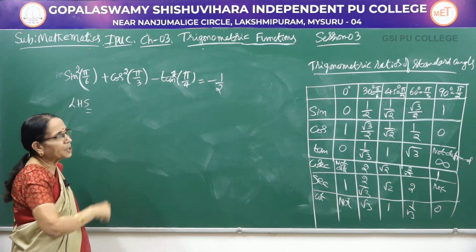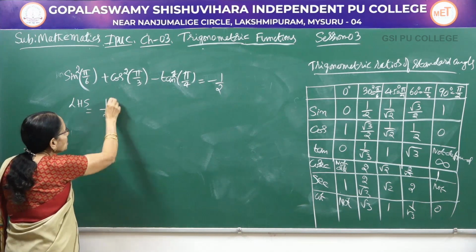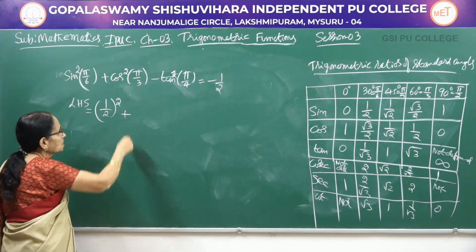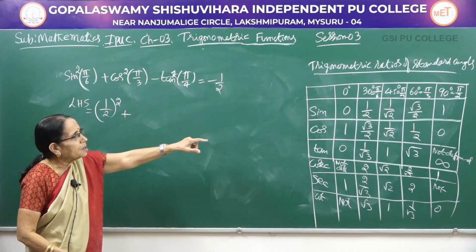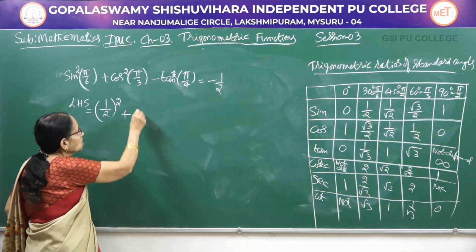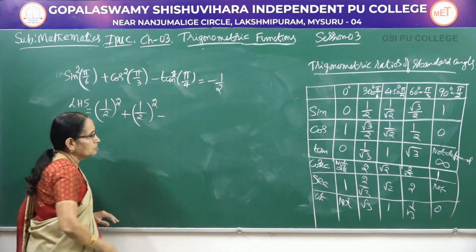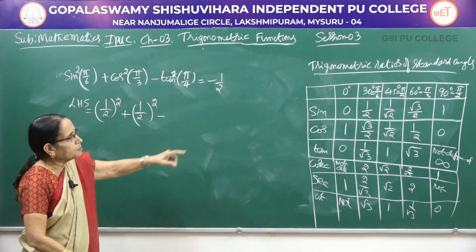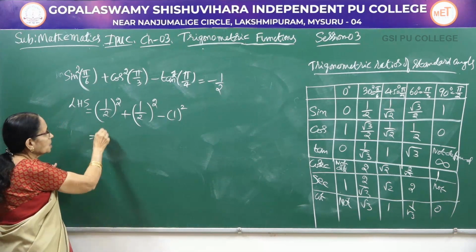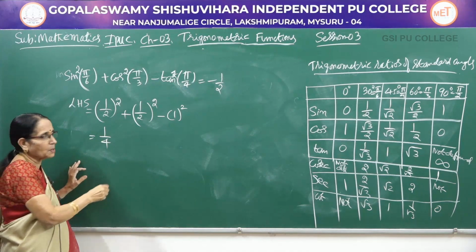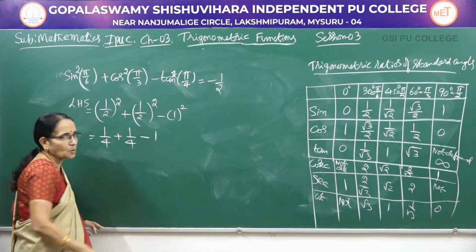First take sin pi by 6. Pi by 6 means 30 degree, that is half, the whole square. Okay, plus cos pi by 3. Cos pi by 3 means cos 60. What is the value? That is also equal to 1 by 2. So, it is 1 by 2 the whole square minus tan 45. Tan pi by 4 is 1 square. Now, write it. 1 by 2 whole square means 1 by 4, minus 1.